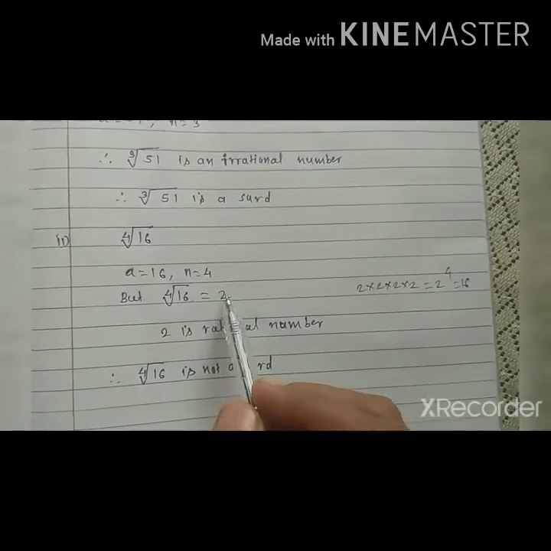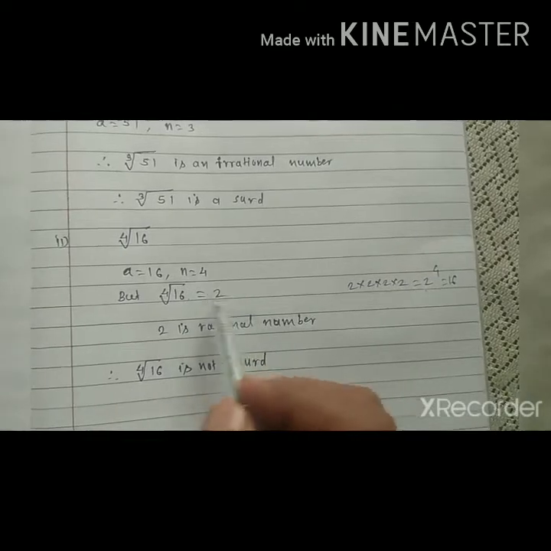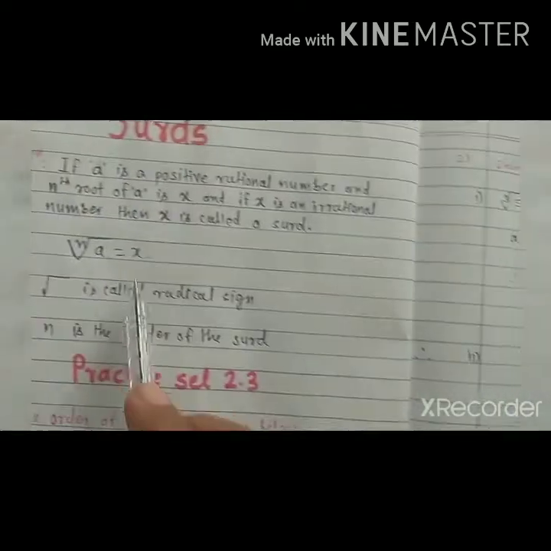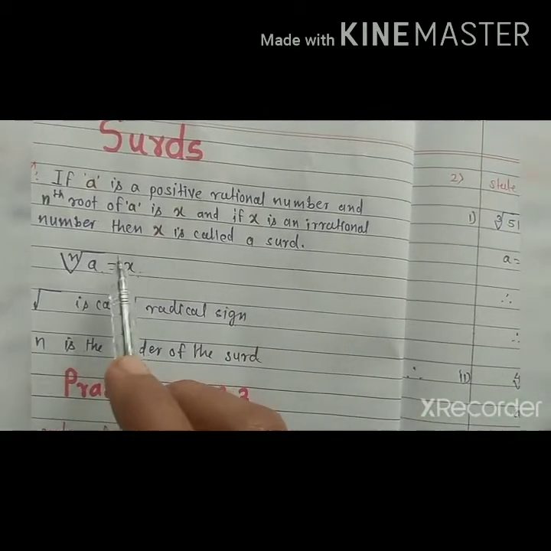But 2 is a rational number. See the definition: x is an irrational number.